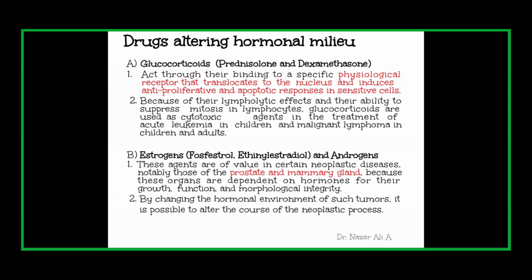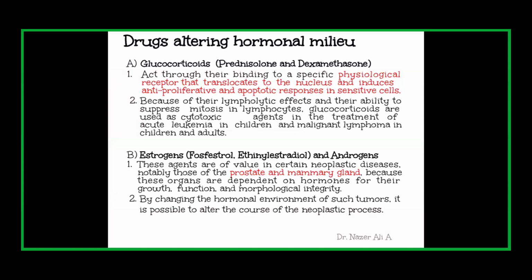But the glucocorticoid, after binding, is translocated to the nucleus and induces an anti-proliferative and apoptotic response in sensitive cells. Usually in lymphoma and leukemia, since it inhibits the proliferation of lymphocytes, it is used as a cytotoxic here. Because of its lympholytic effects, prednisolone is usually given for leukemia cases.